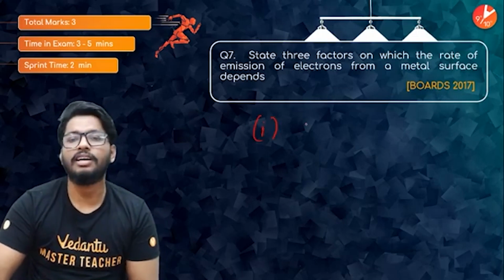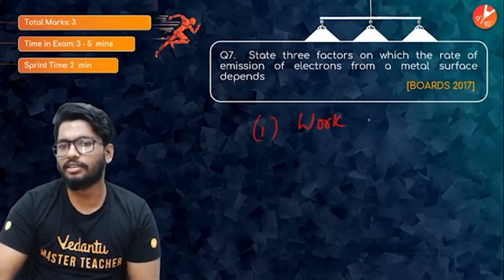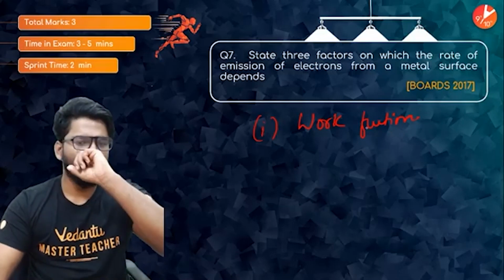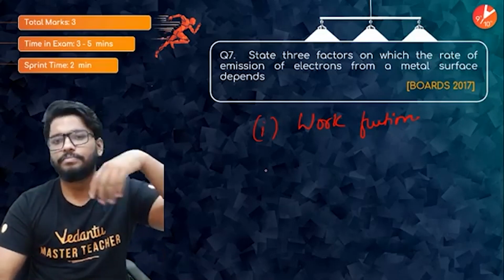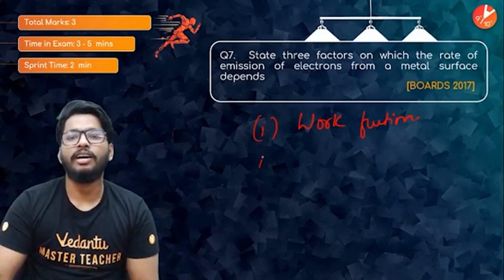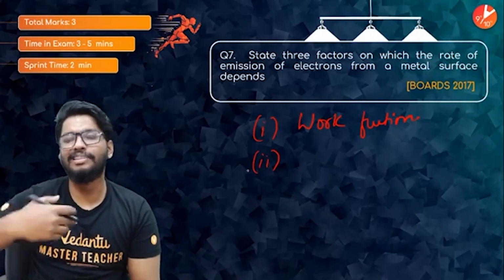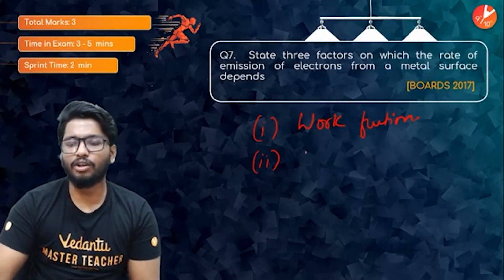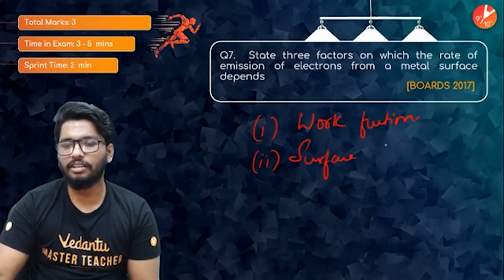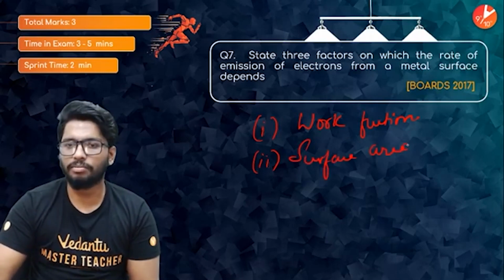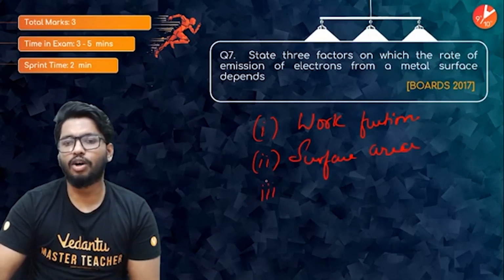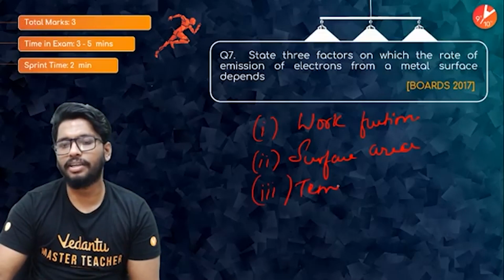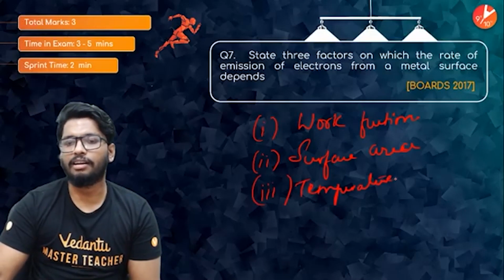The first one is, guys, the work function. That is one thing that it depends on, because the lower the work function, the lesser amount of heat energy that you have to give in order to emit the electrons. Second, you can also talk about the surface area of the material. Surface area is also something that it affects. Thirdly, you can also talk about the temperature of the material as well. The temperature also plays a part.